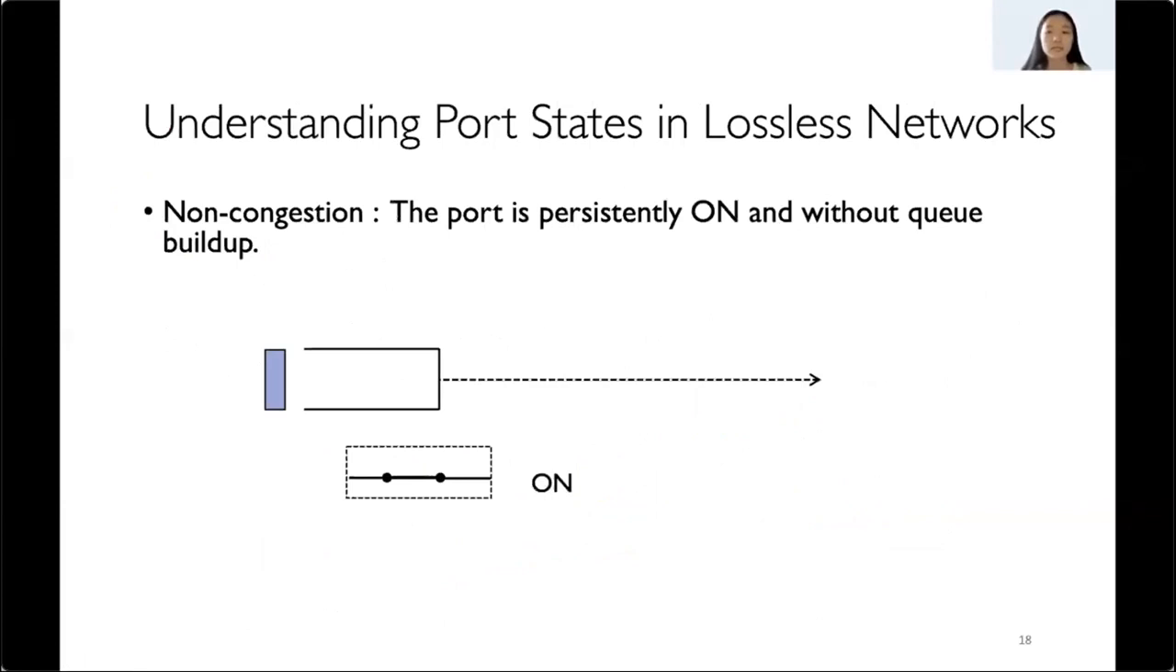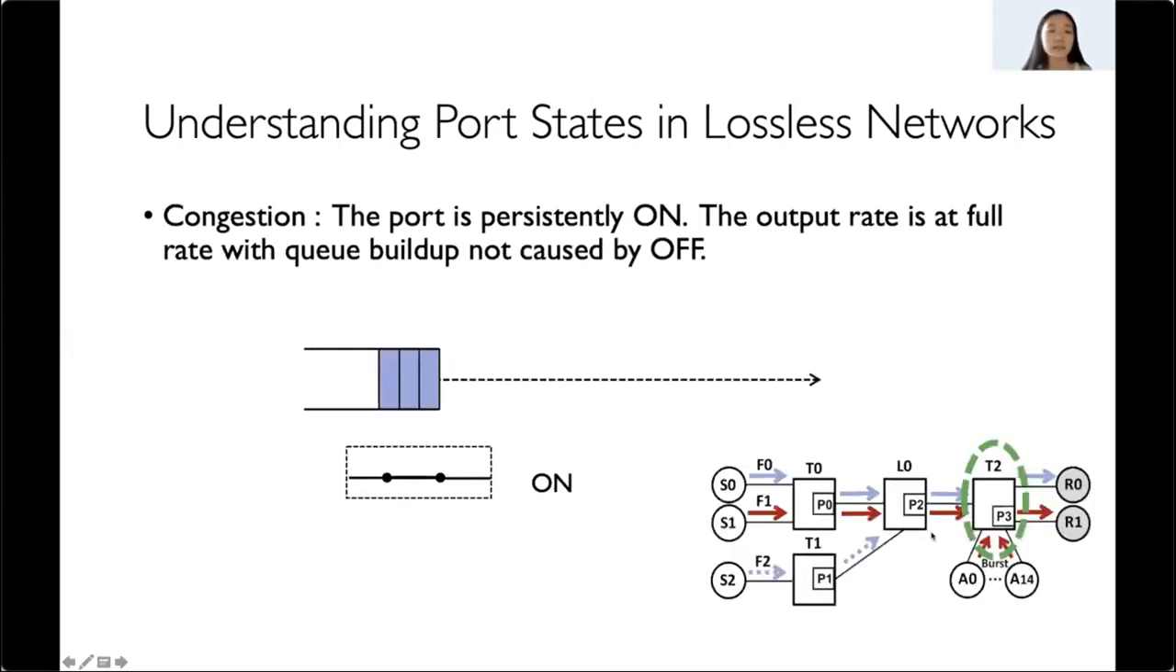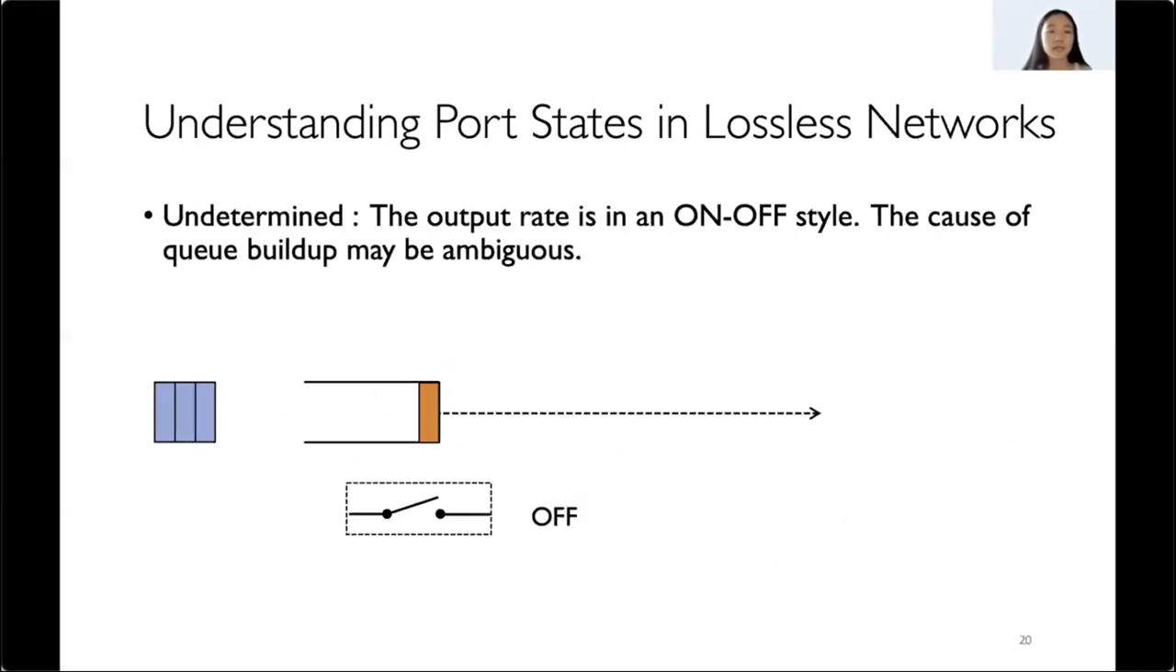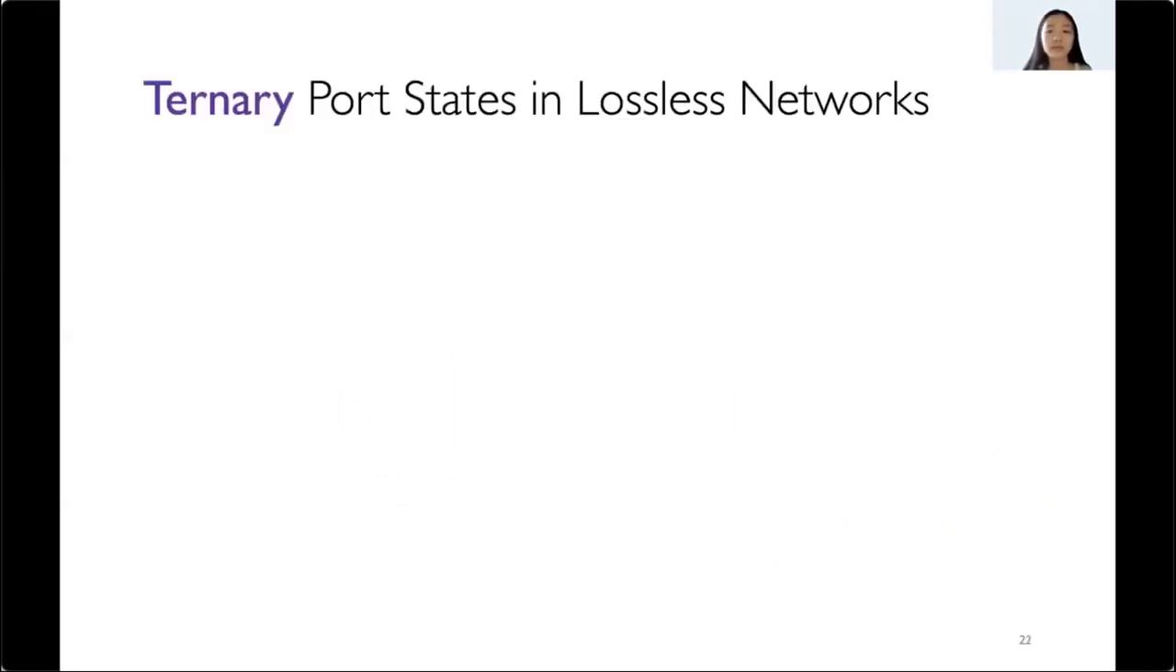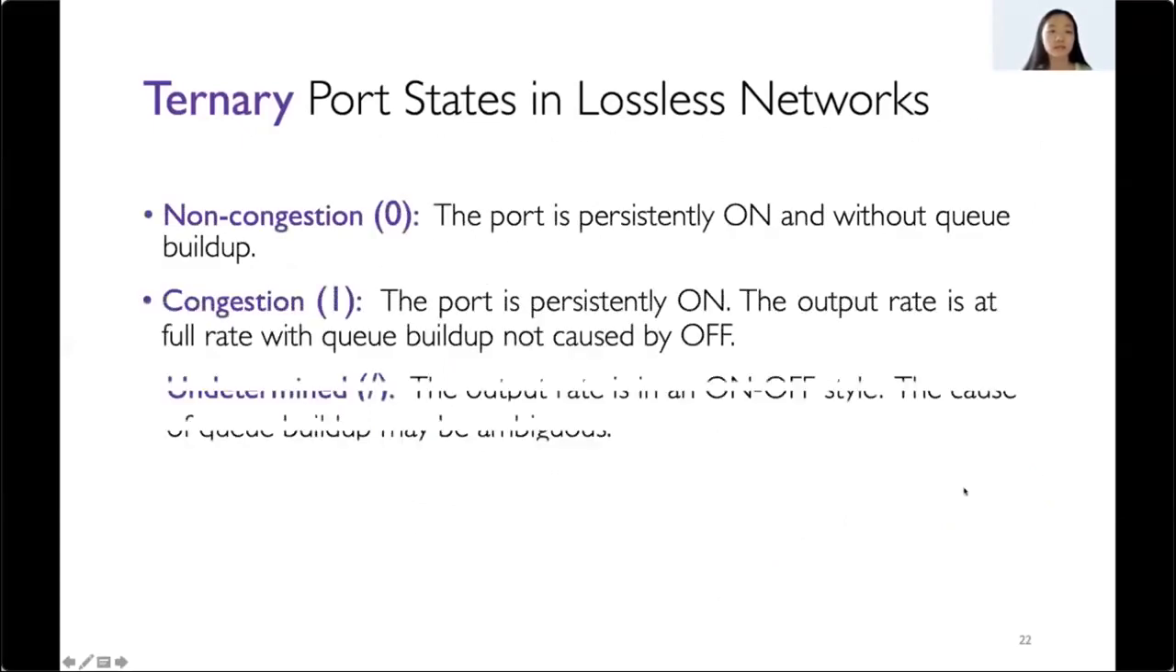Based on our observations and insights, we give the following definitions of switch port states in lossless networks. First is the non-congestion state. The port is persistently on and without quick buildup. Second is the congestion state. The port is persistently on. The output rate is at full rate, with quick buildup not caused by off. Third is the undetermined state. The output rate is in an off scale, but the cause of quick buildup may be ambiguous. In summary, there are ternary port states in lossless networks: non-congestion, congestion, and undetermined state.